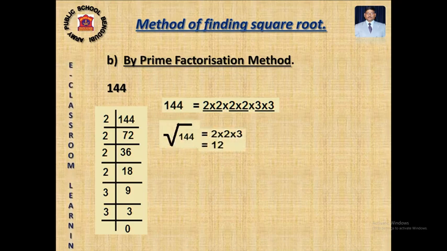Square root of 144: you will get one factor from each pair. One factor per pair. This 2, one more factor from this, one more factor from this. After multiplying all those, I am getting 12. This is the prime factorization method.